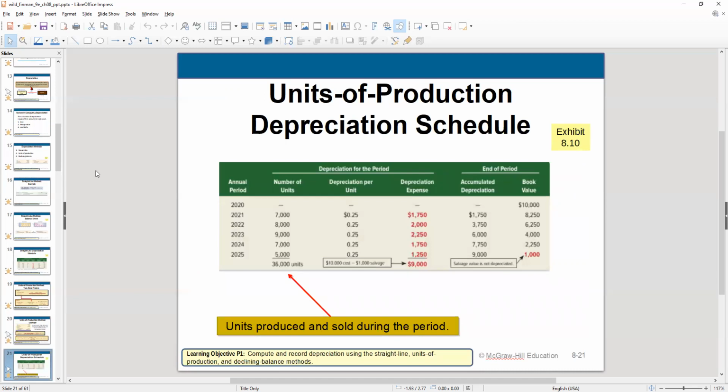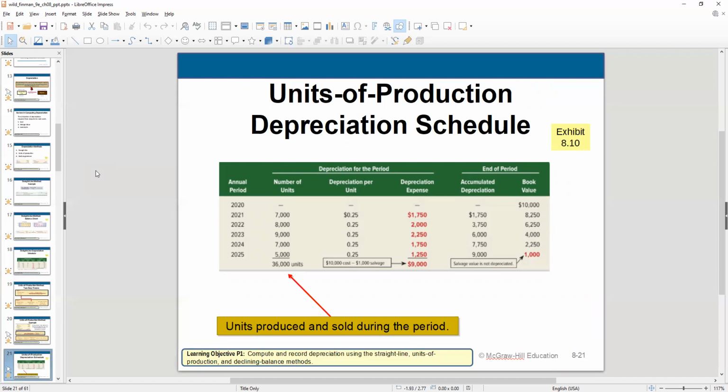Now, looking at the schedule, you can see the number of units is going to vary each year. There are variables in how much the machine will produce. Maybe the production line was shut down for a couple of weeks for maintenance. Maybe your help went on strike. These are why you're going to have a different number of units in that first column, as opposed to having the same number of units all the way down. Depreciation per unit doesn't change.